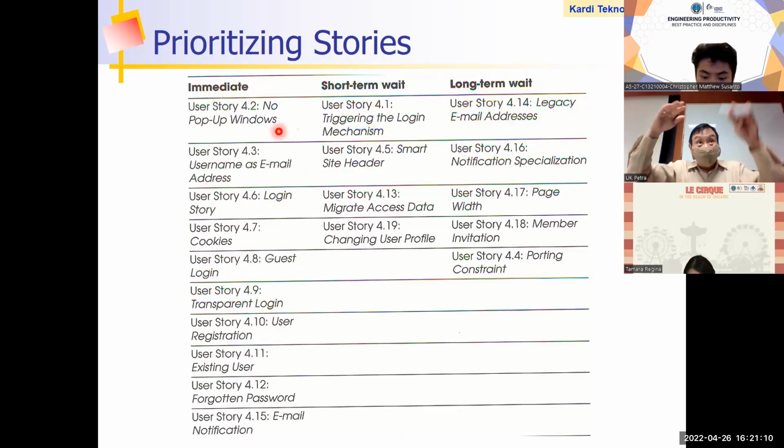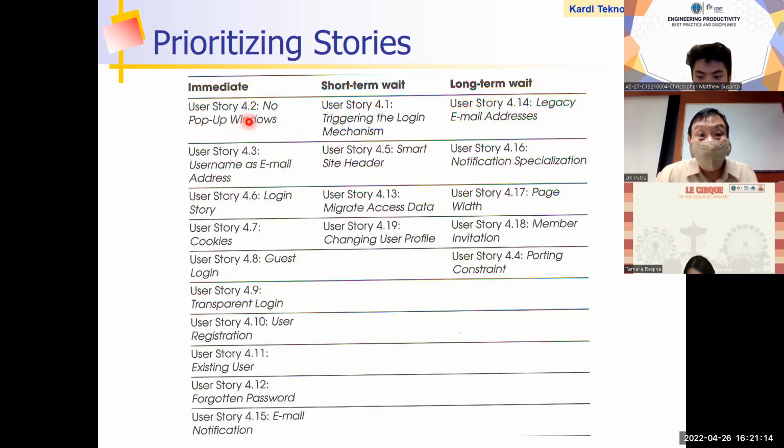After you create those user stories, right? Okay, and then you will ask the client to prioritize. Okay, oh, this is short term, this is immediate, this is long term, wait. Okay, so they need to prioritize which one is important for you to create this time for this iteration.